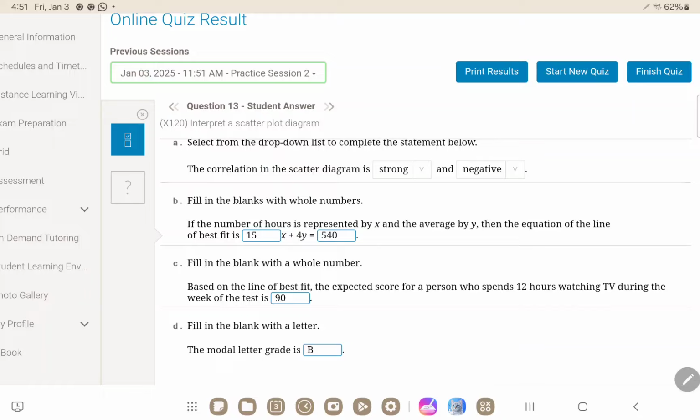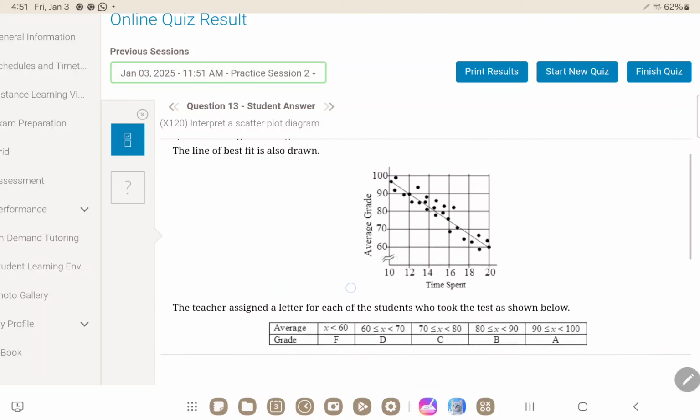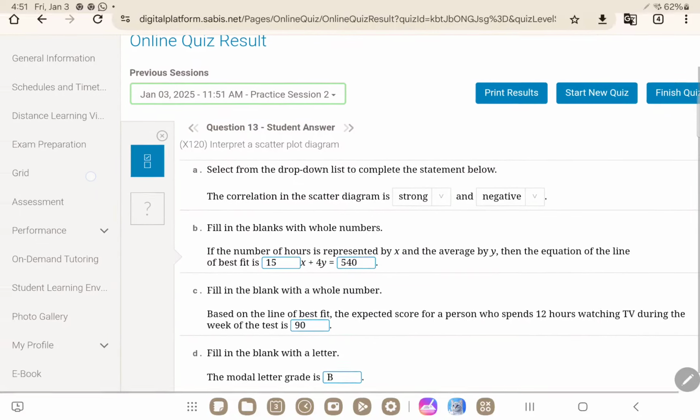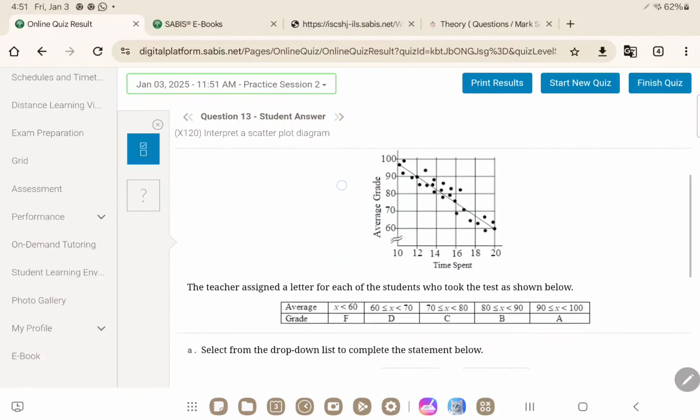Based on the best fit line, the expected score for a person who spends 12 hours watching TV during the week of the test is, so what you do is, you go to time spent, 12 hours, you go up, you see their grade is 90. And that's your answer.